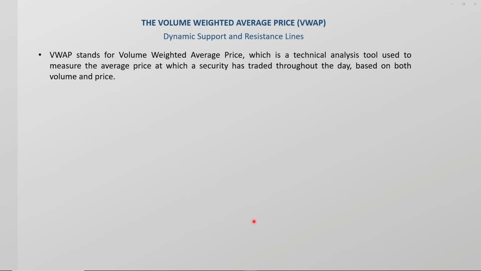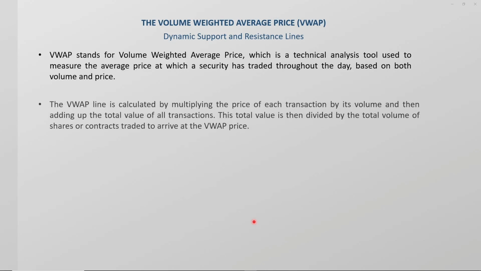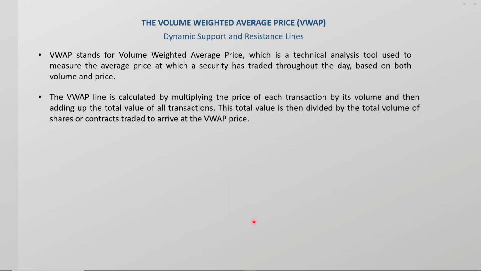Volume weighted average price. The VWAP line is a technical analysis tool used to measure the average price at which a security has traded throughout the day based on both volume and price. The VWAP line is calculated by multiplying the price of each transaction by its volume and then adding up the values of all transactions. The total value is then divided by the total volume of shares or contracts traded to arrive at the VWAP line price.